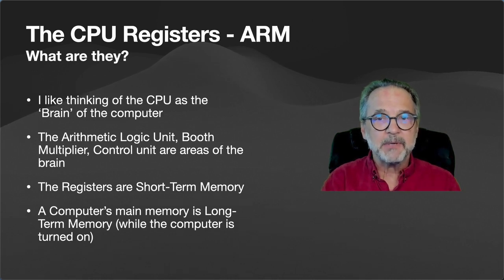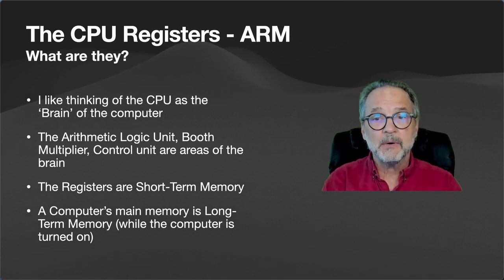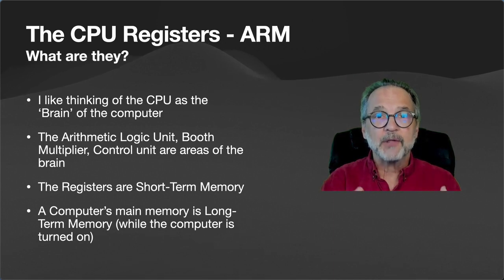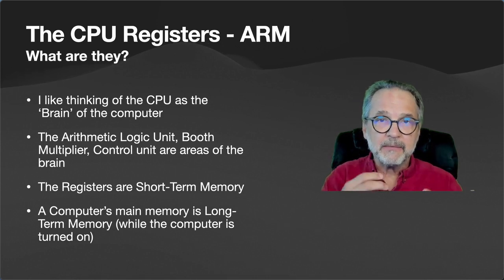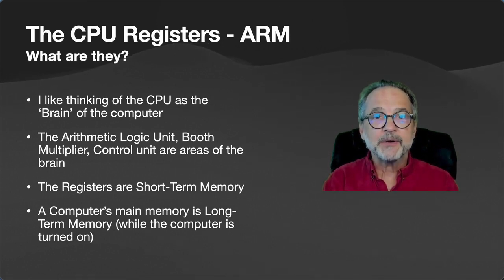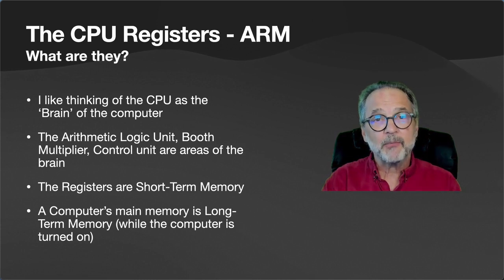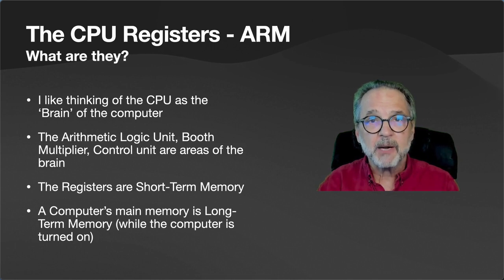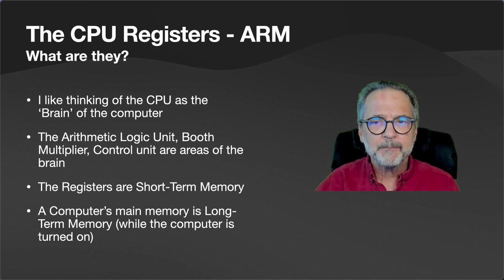I like to think of the CPU as the brain of the computer. The arithmetic logic unit, which is part of the CPU, the Booth multiplier, the control unit, and other units are like parts of the brain. So the CPU overall is the brain, and the registers are the short-term memory used by the CPU to get things done. Long-term memory is primary storage and secondary storage. Primary storage being memory chips, secondary storage being things like hard drives, SSDs, things like that.